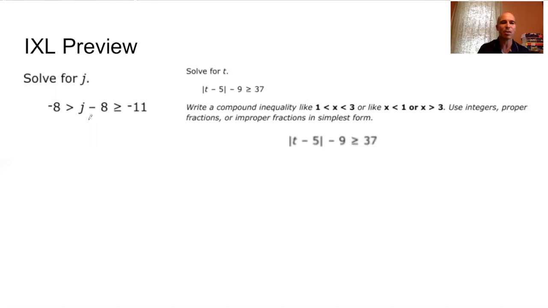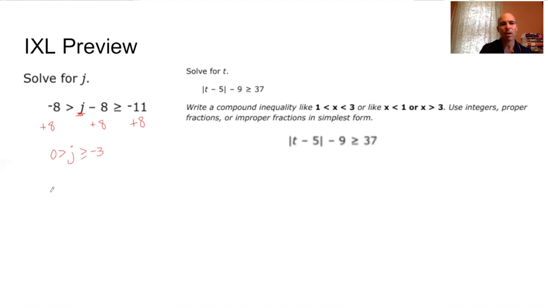So I will do this out, right? And it's just, how do I get J by itself? Well, what you've got to do is add 8. And if you're going to add 8, you've got to add 8 everywhere, right? So here, this ends up being 0. This ends up being -3.